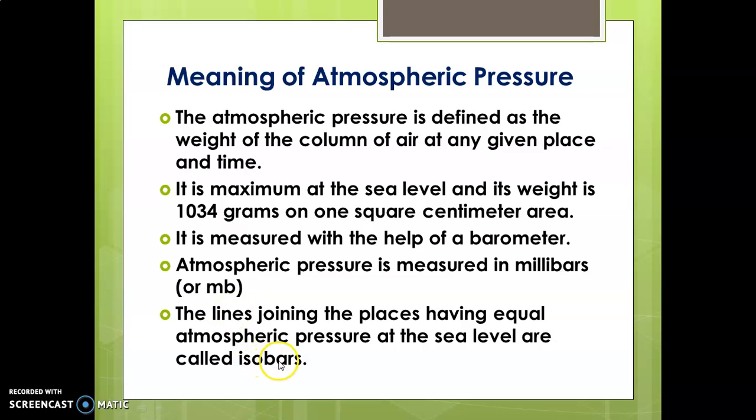What is an isobar? The line joining the places having equal atmospheric pressure at sea level is an isobar. The word iso stands for same, bar stands for pressure. There are many other related terms, like isotherm. Iso means same, therm is for temperature. So the line joining places of equal temperature is known as an isotherm.